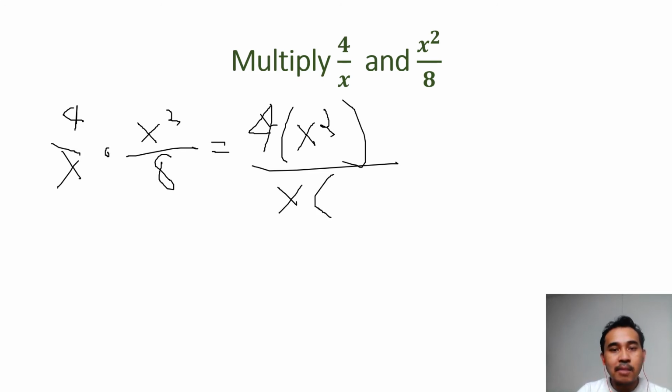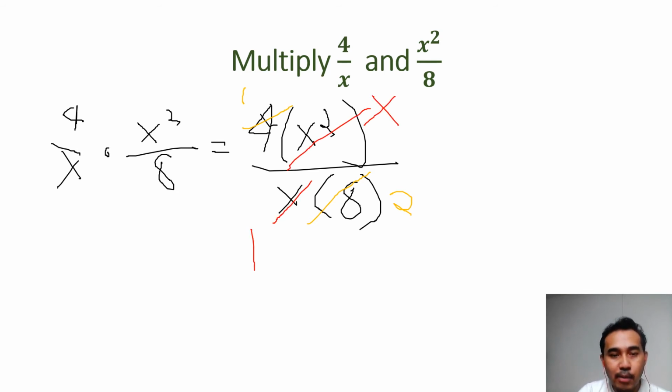You can simplify this by canceling the common factor. You can see 4 and 8 have a common factor of 4, so you can cancel that out. This would be 1 and this would be 2. And then here you can cancel as well: x squared and x. This would be 1 and this would be x. Multiplying the remaining, 1 times x is x, and 1 times 2 is 2. So the final answer, multiplying 4 over x and x squared over 8, is x over 2.